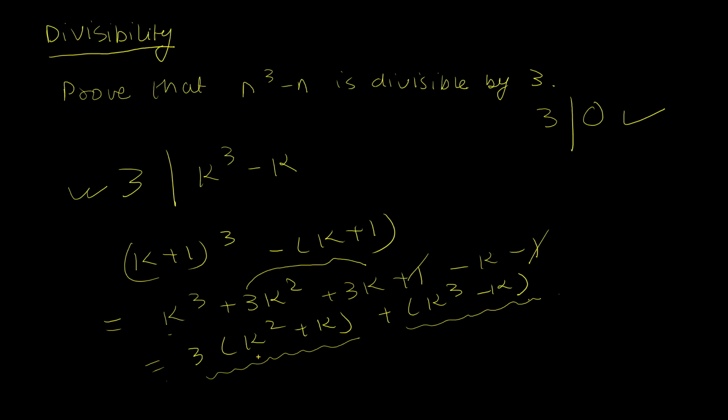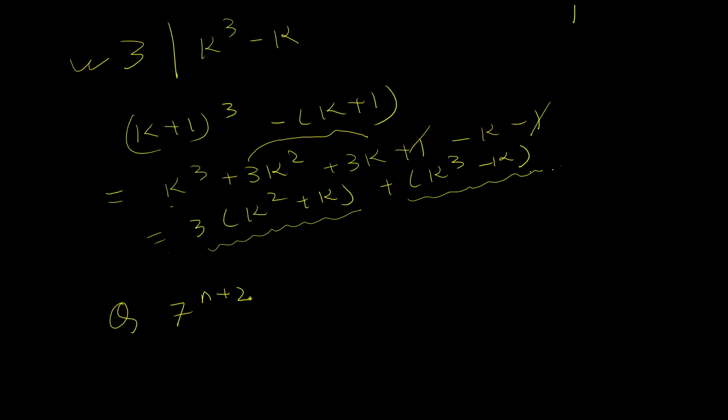I want to mention one more question for you about divisibility. Prove that the expression 7 raised to the power n plus 2, plus 8 raised to the power 2n plus 1, is divisible by 57. So this question is also not that tough, to be honest. Only the numbers are kind of large. So just start by assuming this expression for k and write the equivalent expression by replacing k with k plus 1. And then you want to split the powers.